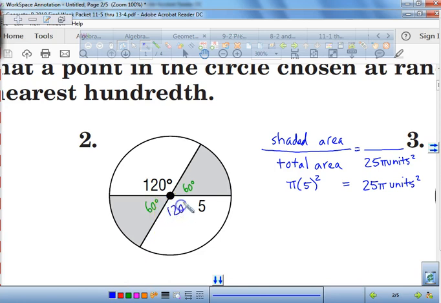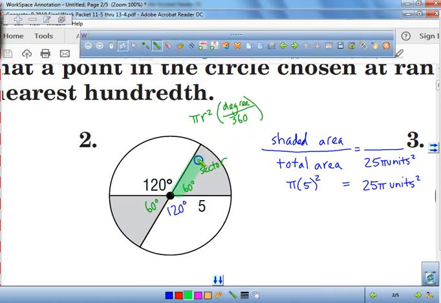Because that's 120 degrees. By the way, this right here, everybody, in green, this is called a sector of the circle. Okay, that's a sector. It's a portion of a circle. The formula that you could always use to find the area of a sector of a circle would be pi r squared times the degree that you have out of 360. That's how you can find the area of just one sector.